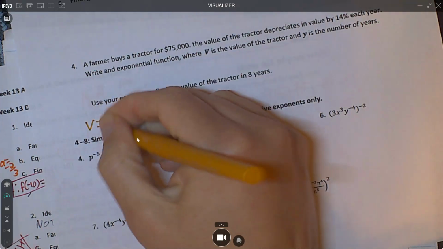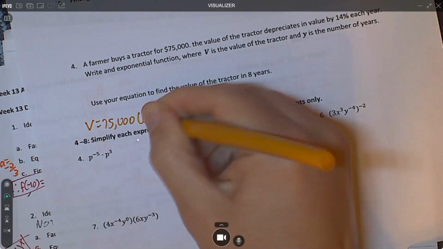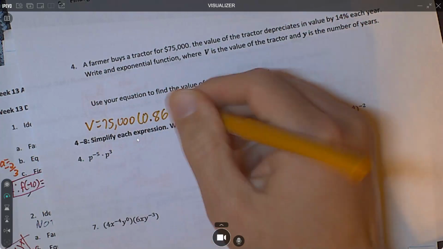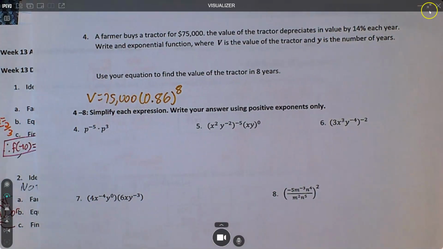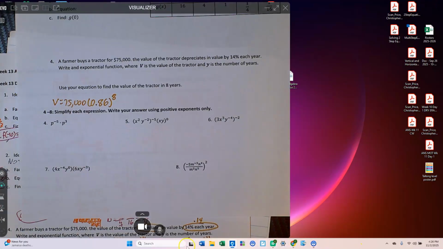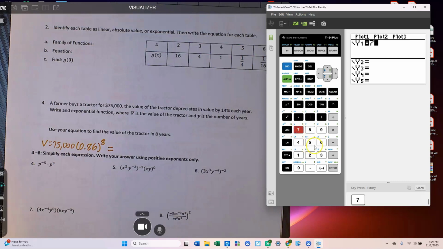v equals 75,000 times 0.86 to the 8. Now I was going to show you how to do it in your calculator. Let me pause the video. Okay, so you could go to y equals and put it in, just so you could look at the depreciation of the tractor.